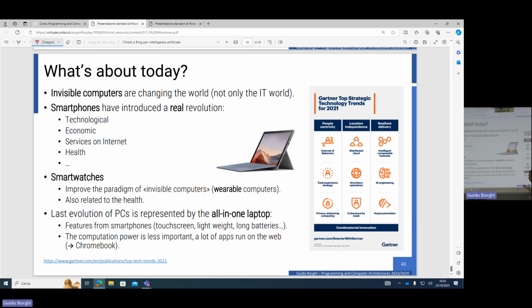What about the personal computer? The last evolution is represented by the so-called all-in-one laptop. Maybe you have an all-in-one laptop here. No, I don't see anyone. So here you can see an image in which the laptop is on the edge between tablets and personal computers, and we have some features from smartphones. For example, usually with an all-in-one laptop, we have the touchscreen technology that enables natural user interface.